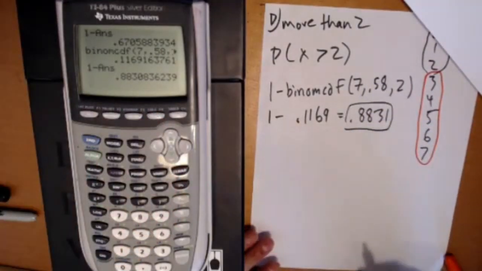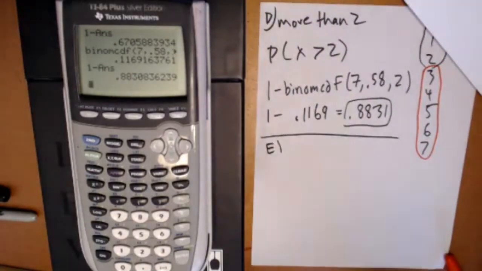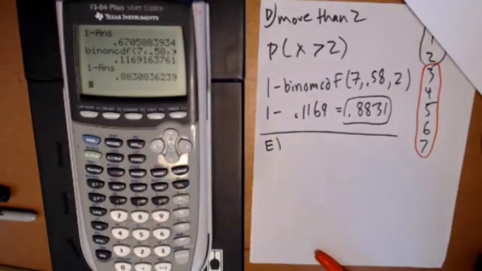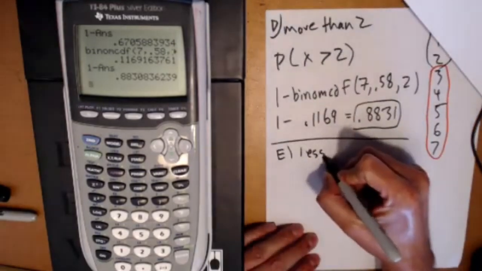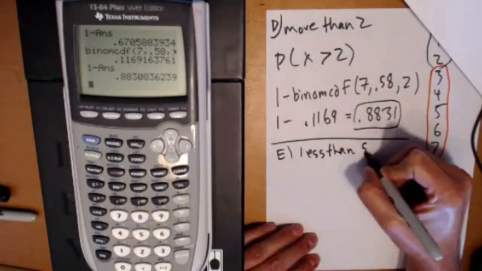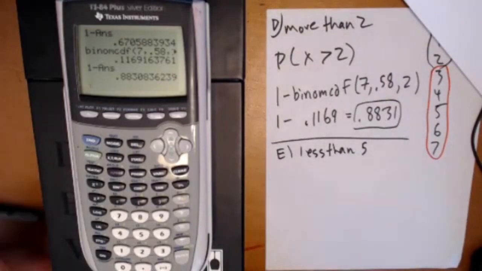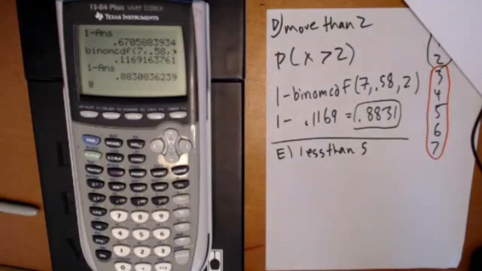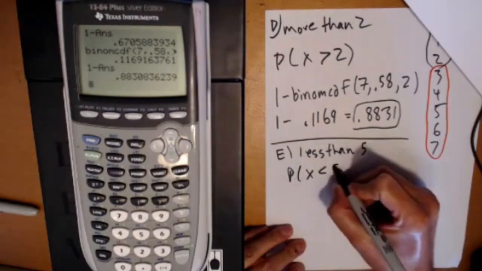Okay. And then question E. 10 minutes in. Okay. We're doing good. Less than 5. Less than 5. It doesn't say 5 or less. It says less than 5. So be careful with the wording. Probability that X is less than 5.